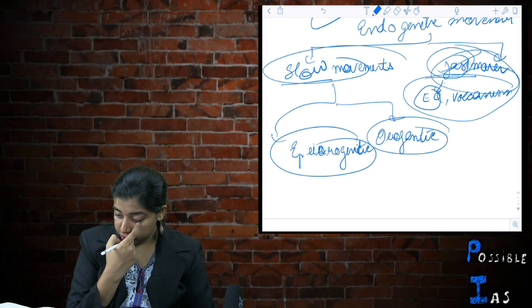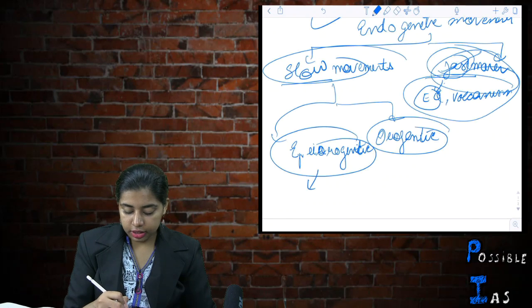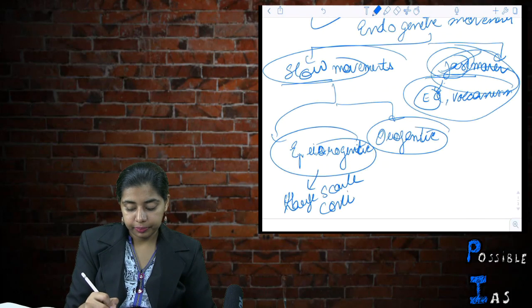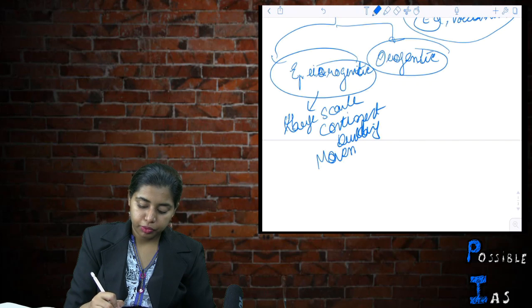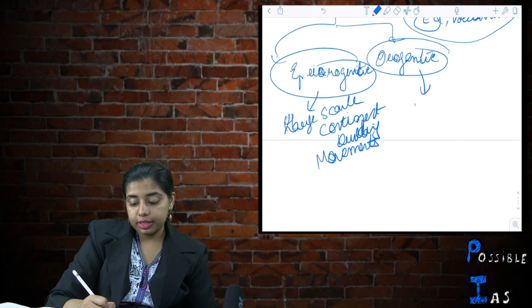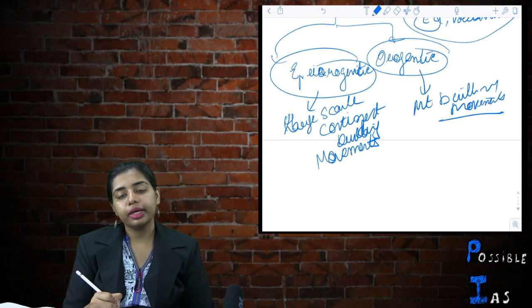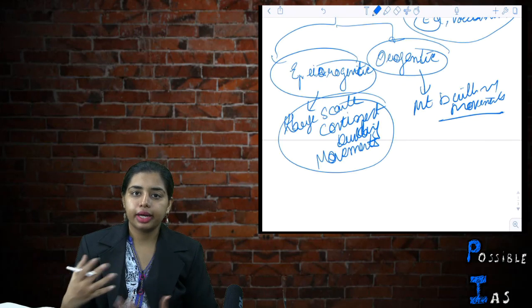So now what are epirogenetic movements? These are large scale continent building movements, right? And what are orogenic movements? These are mountain building movements, continent mountain building movements. Okay. So now in the epirogenic movements, what happens is that the whole process of continental building is confirmed.